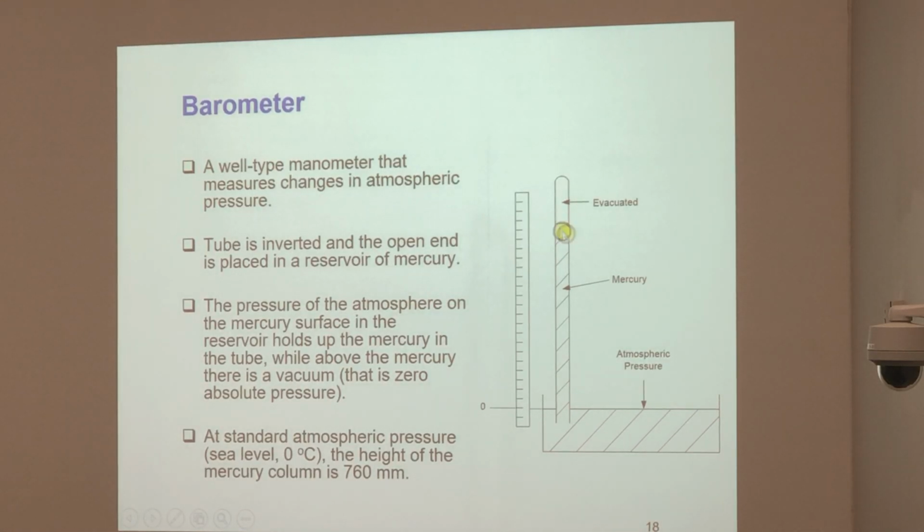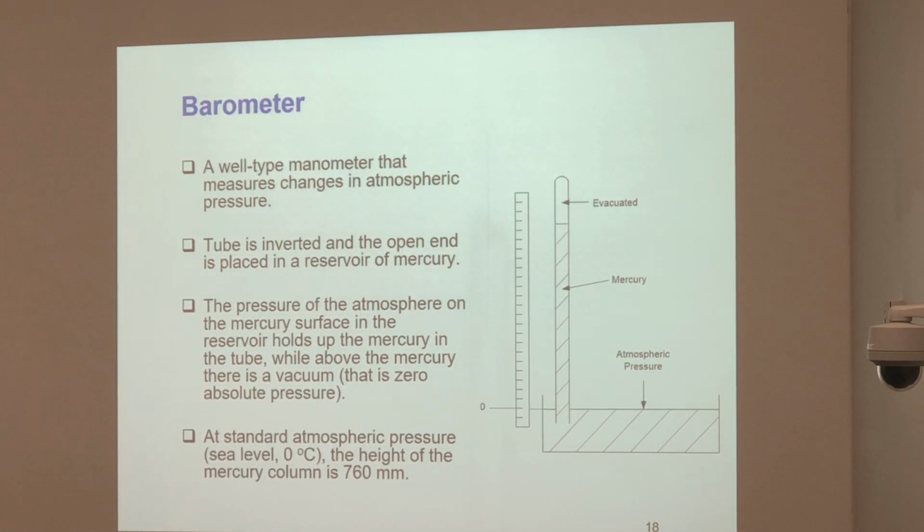So the tube is inverted and the open end is placed into the reservoir. It's basically similar to the U-tube, but one side is sealed and inside here is a vacuum. The pressure of the atmosphere on the mercury surface will hold the mercury in the tube. The standard atmospheric pressure gives a height of 760. If I have atmospheric pressure here, the total height is 760 because the top here is 0, a vacuum. So the atmospheric pressure I want to measure is 760 mm.